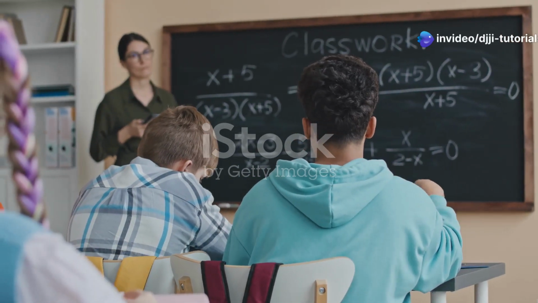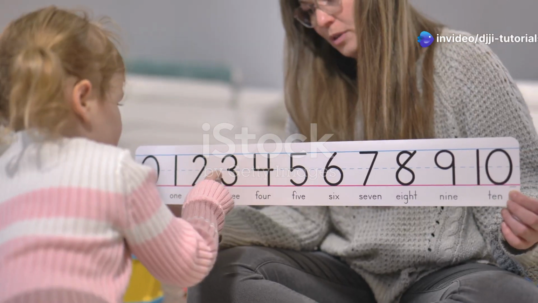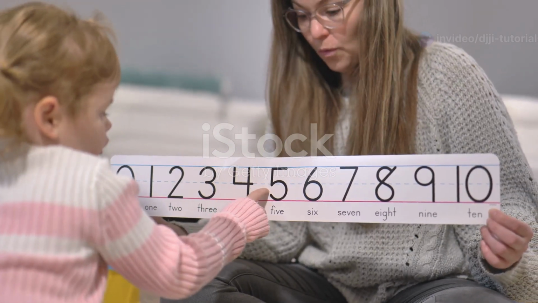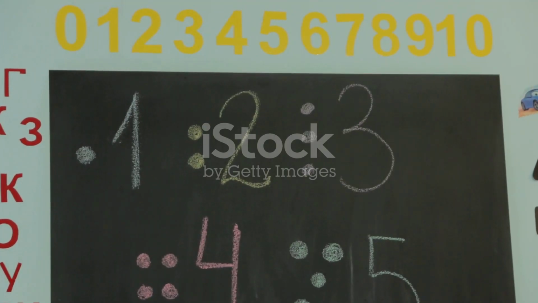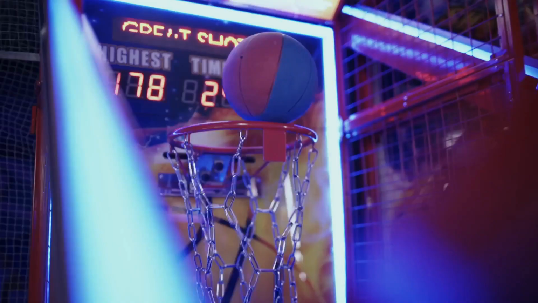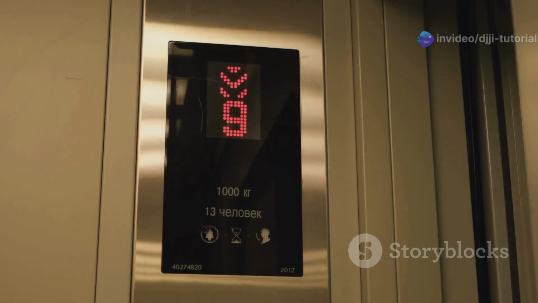Hey everyone, let's talk about integers. Integers are like whole numbers, but they can be positive or negative. Positive integers are greater than 0. Think of temperatures above 0, points scored in a game, or floors above ground level.